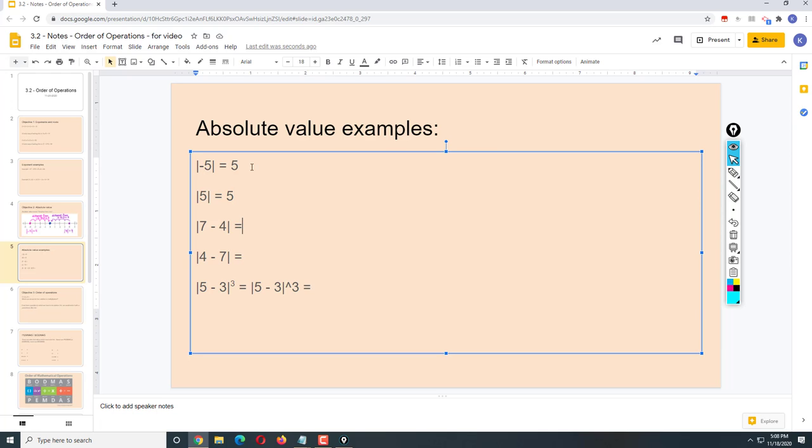Absolute value of 7 minus 4, that's really like this. It basically means we have to do this first. 7 minus 4 is 3. Absolute value of 3 is 3. This is just really the same as this. 4 minus 7 is negative 3. Absolute value of negative 3 is 3. This one, 5 minus 3 is 2. 2 times 2 times 2 is 8.